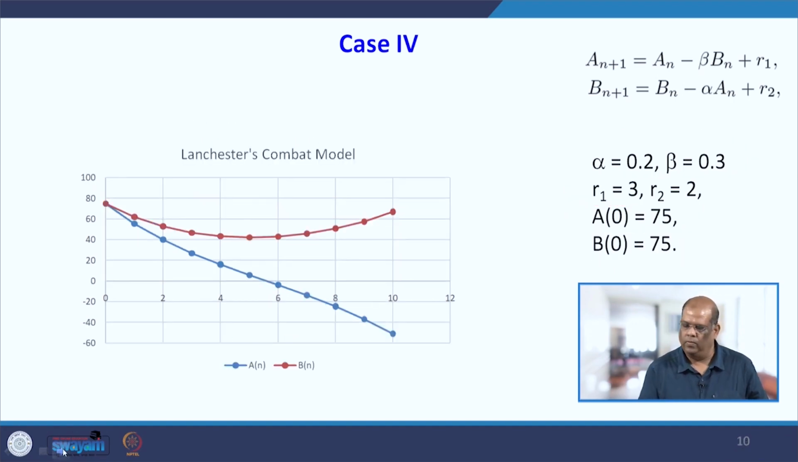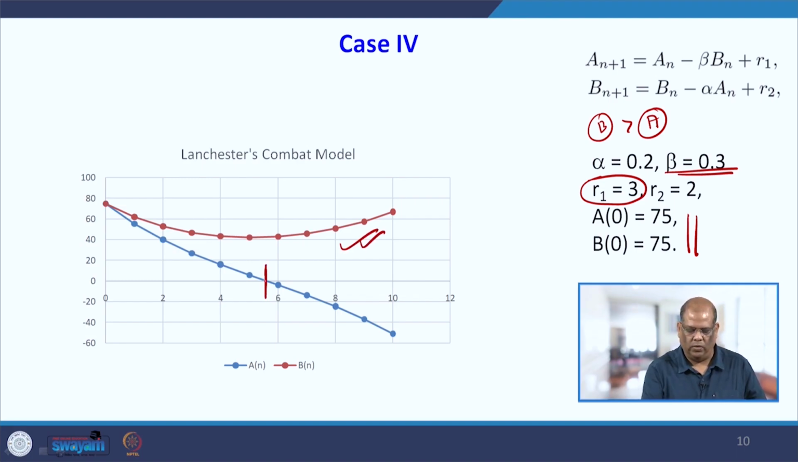Case 4. So, here team B has better fighting effectiveness. So, beta is 0.3. However, team A has more reinforcement. Both the numbers we have kept the same, and in this case, because of the fighting effectiveness of team B, team B won the battle and team A loses the battle somewhere here. So, here team B wins the battle.